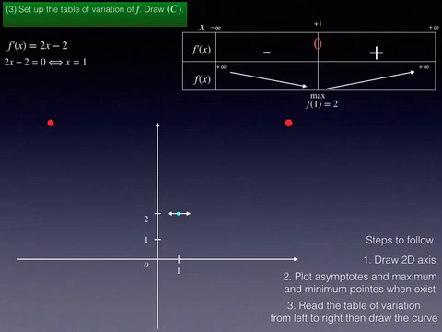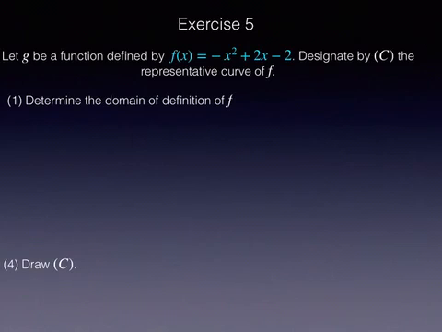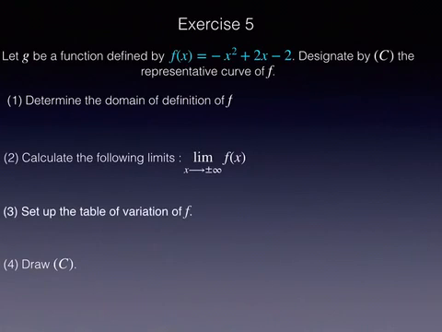So we start from the first red point, we decrease to the extremum, which is the blue point, and then from this point we increase to the ending point, and this is the curve of the function f, which is C. Finally, please try to do this exercise as homework.